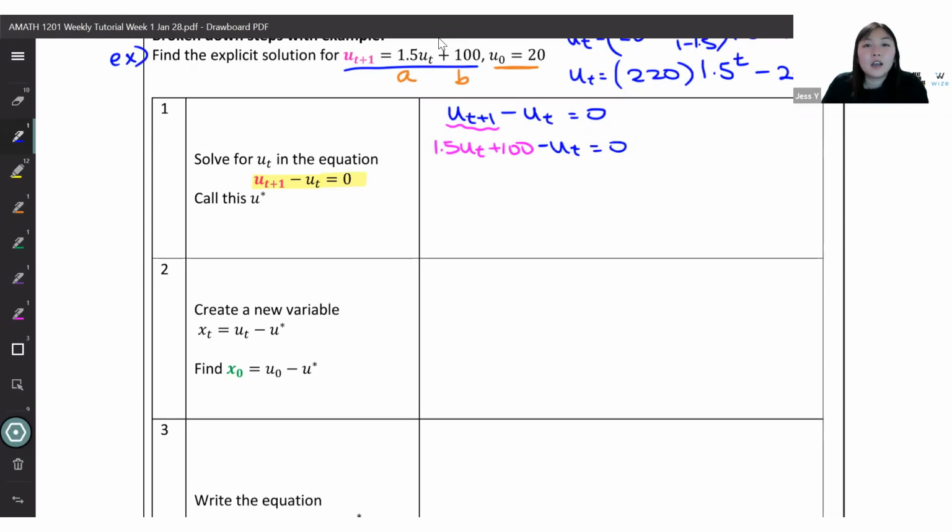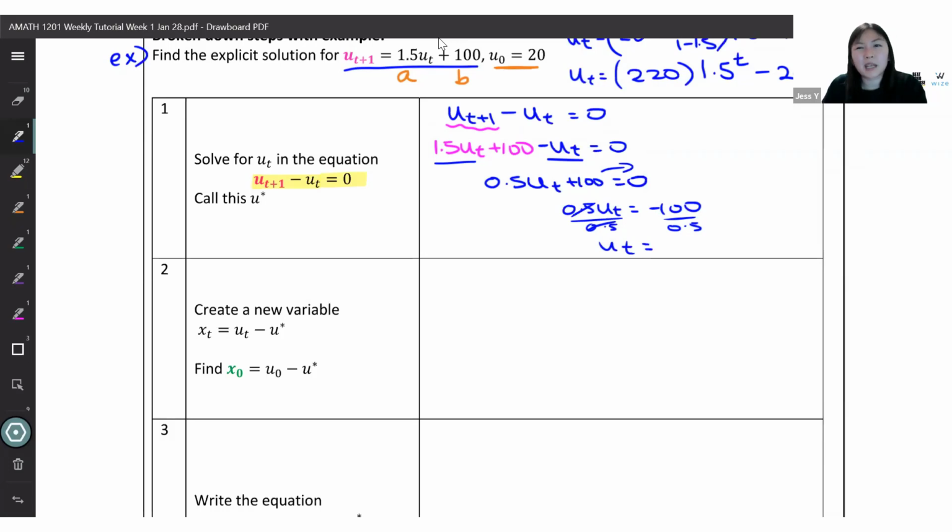So let's group like terms. We have 1.5 turtles minus 1 turtle. That's how I like to think about it. So we're left with half a turtle. So 0.5 u sub t plus 100 equals 0. And then we solve for u sub t. So move the 100 over, it becomes negative 100, and then divide both sides by 0.5. That cancels. So we have u sub t is negative 100 divided by 0.5. That's the same thing as multiplying by 2. Dividing by half, we flip and multiply. So this is negative 200. So we know that our u sub t is negative 200.